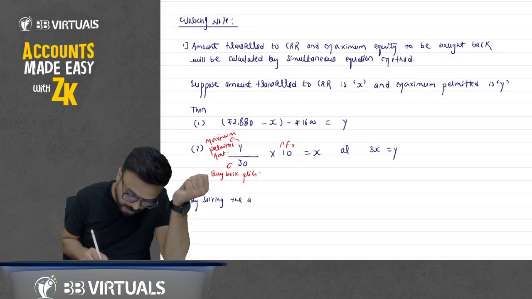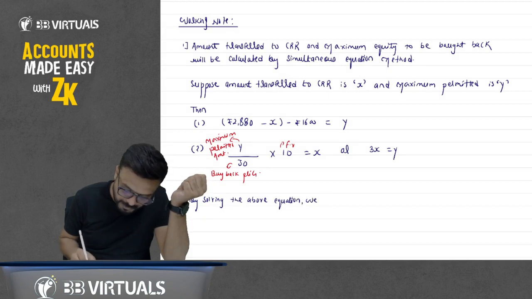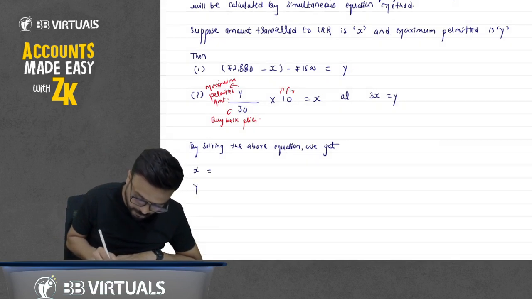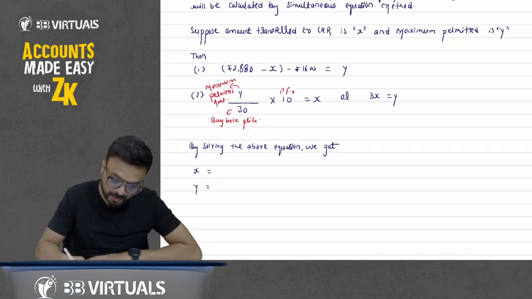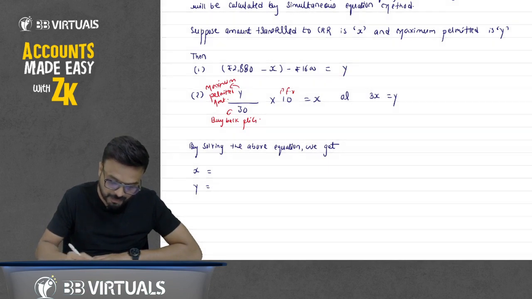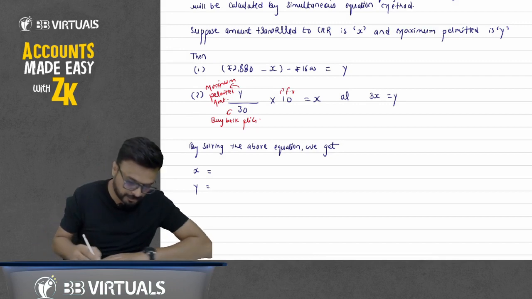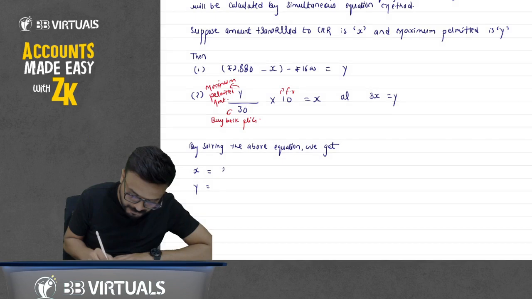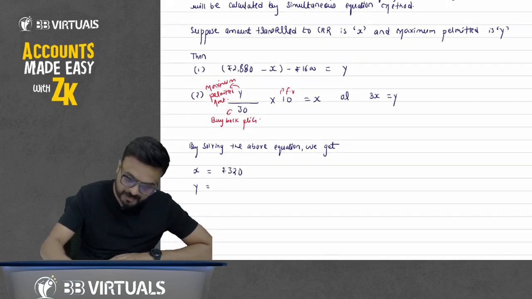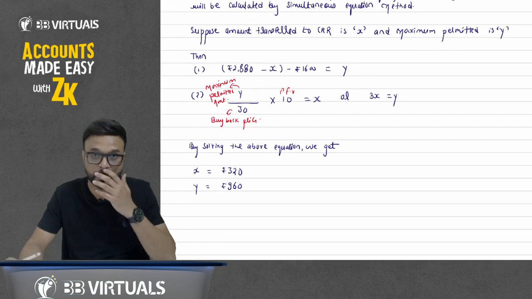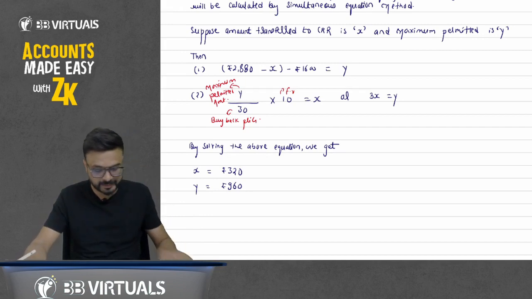By solving the above equation, we get X equals to and Y equals to. Calculate this here, write it down in place of Y, 3X. So 3X, it will come 4X. So 2880 minus 1600 divided by 4, that comes to 320. So 320 will transfer to CRR, and we know X now. So 2880 minus 320 minus 1600, that comes to 960. So 960 is the maximum permitted amount. Write down there 960.